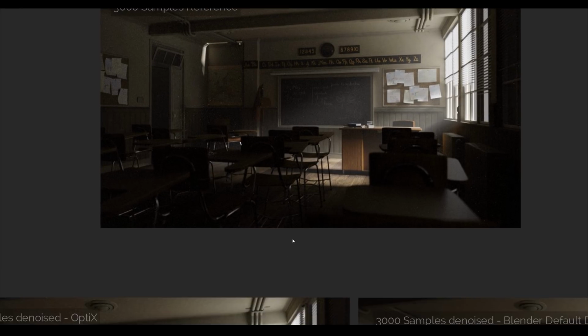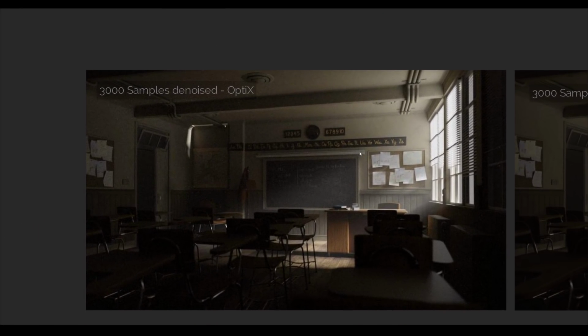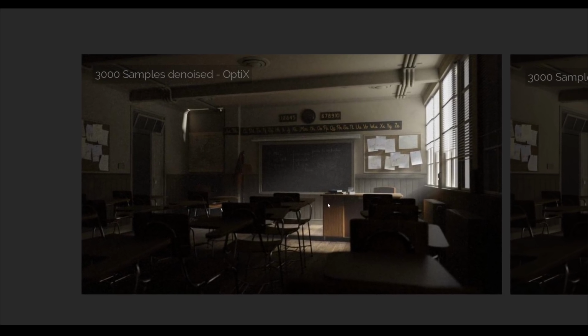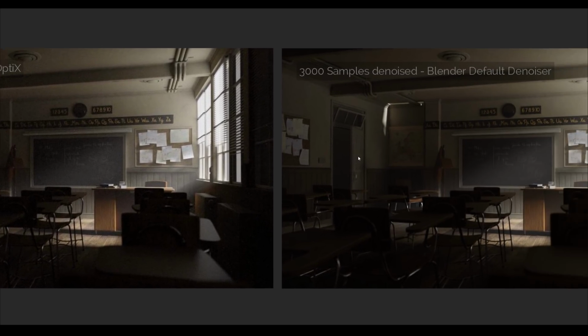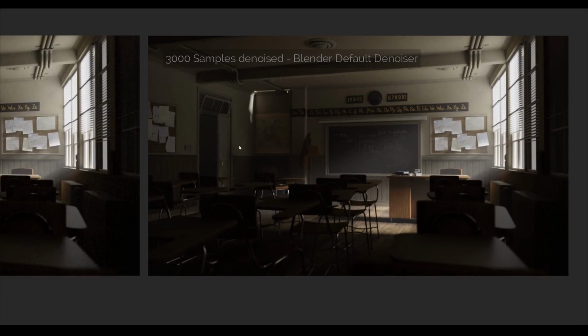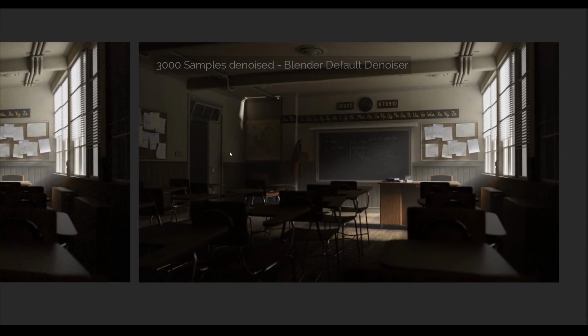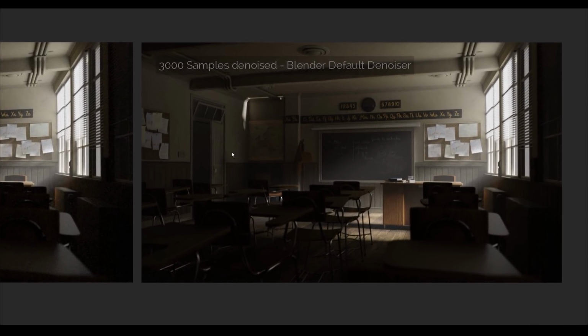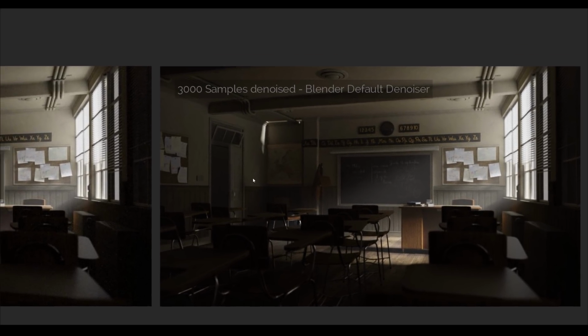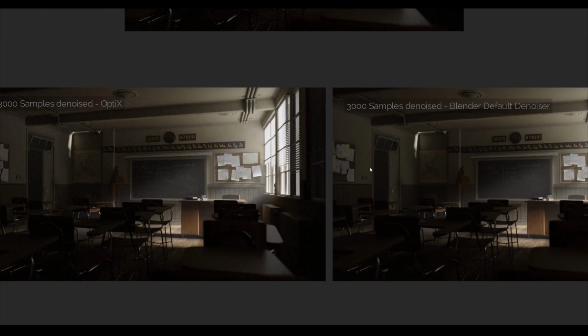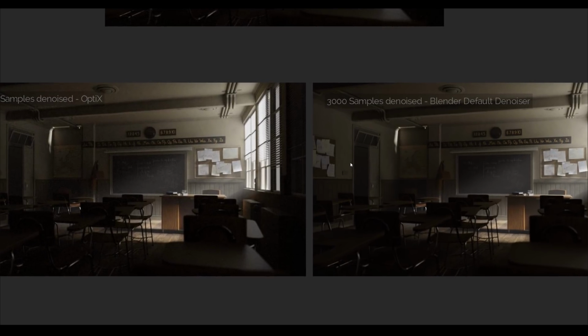Okay folks, next let's take a look at 3000 samples ground truth image, and how the various denoising algorithms handle it. And here is the shocking news. In this particular scene, OptiX didn't recognize the noise at 3000 samples threshold. And on the contrary, at 3000 samples, Blender default denoiser produced silky smooth, absolutely noiseless image. That is pretty surprising.